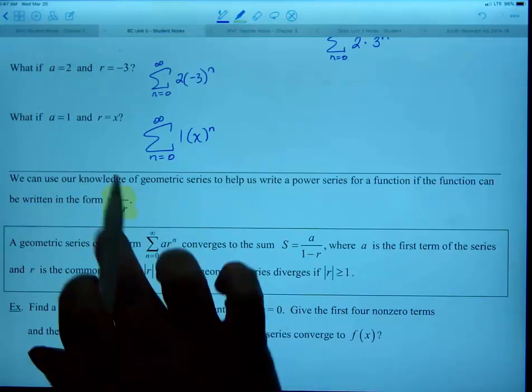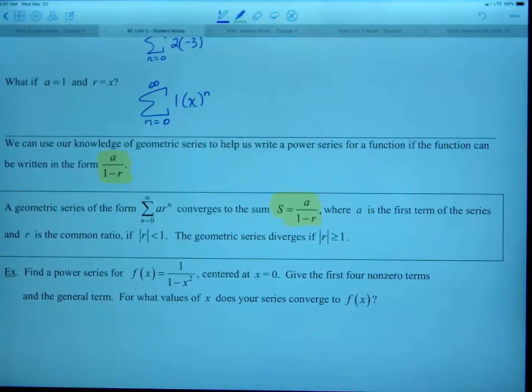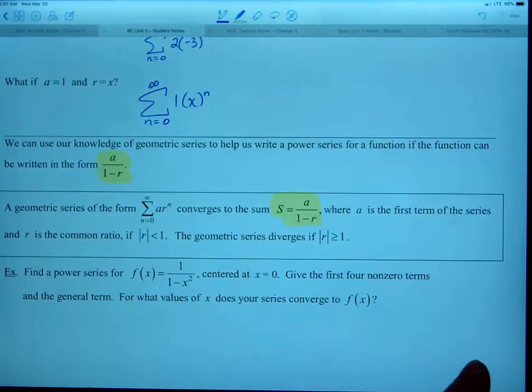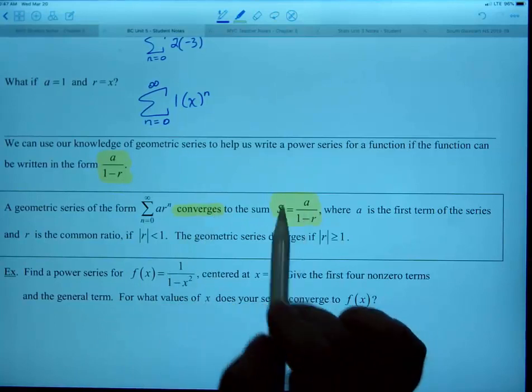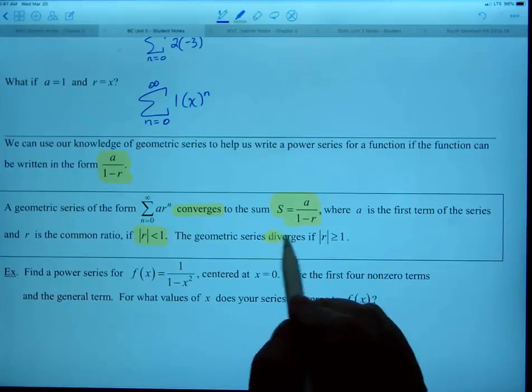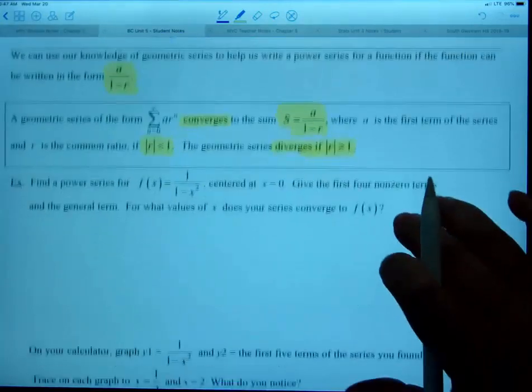Okay? Now, why is that fraction important? That fraction, what we learned, is the sum of the series. Okay? Now, this is review in this box. This is what's basically on your geometric series page in your flip book. Tells you that it converges to the sum of this as long as the absolute value of r is less than 1. Just like we did with ratio test. Absolute value, less than 1. And it diverges if the absolute value of r is greater than or equal to 1.